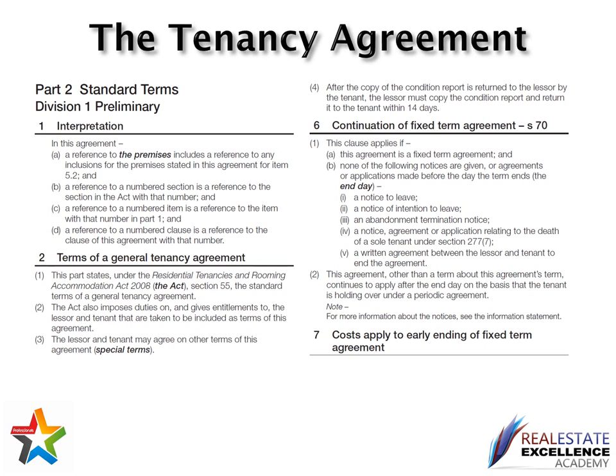All the standard terms are important. For example, standard term 7 sets out that costs apply to early ending of a fixed term agreement. Once you've signed the agreement for a fixed term, you are locked into that agreement until the end of the tenancy or another legal matter applies. Be sure that you clearly understand these terms, especially standard term 7, prior to committing to the tenancy.